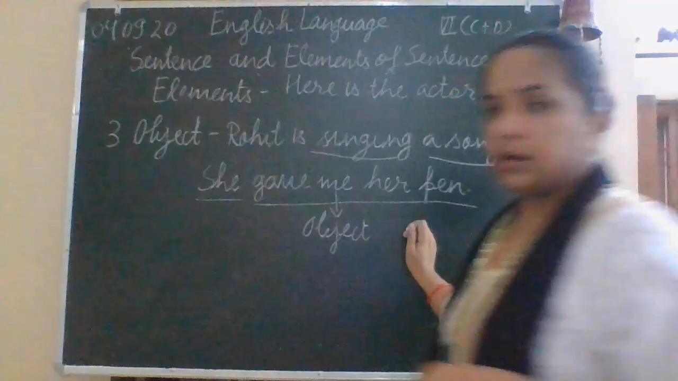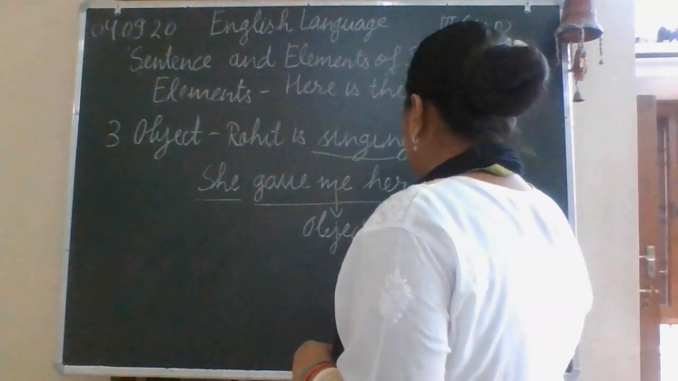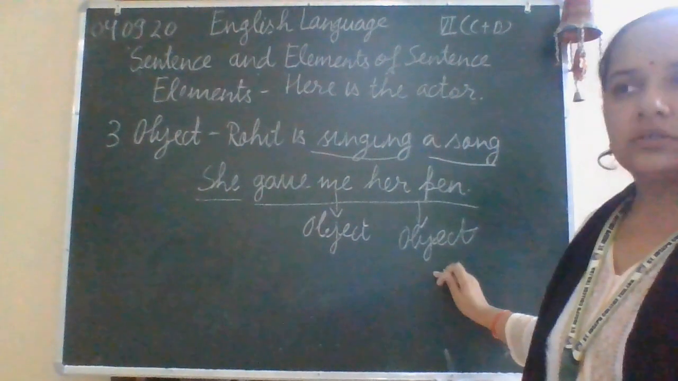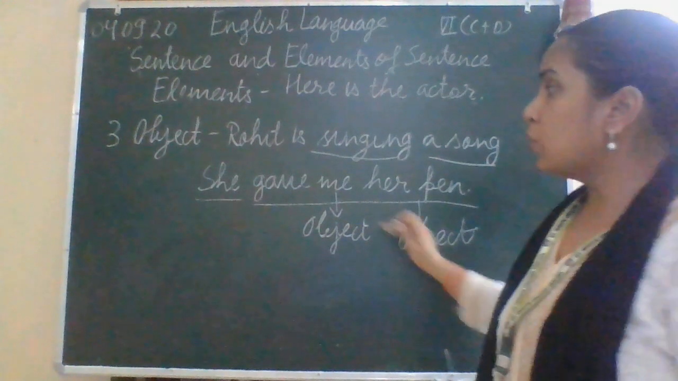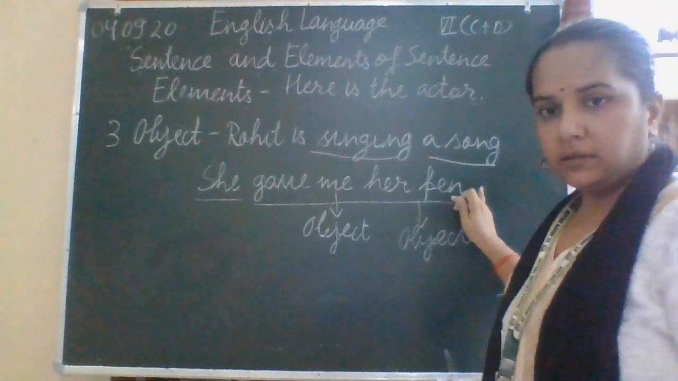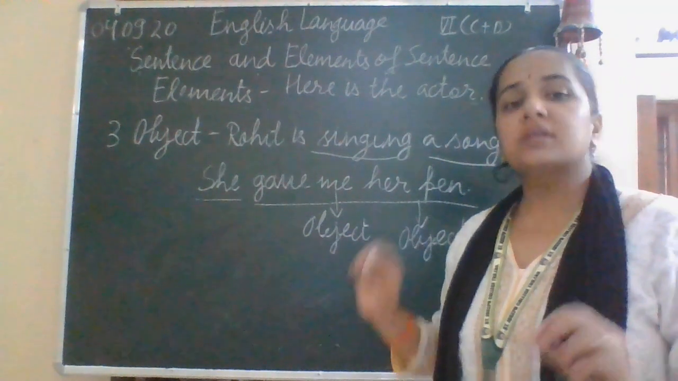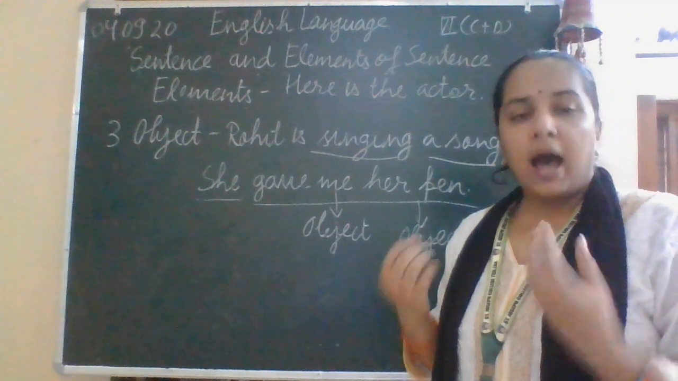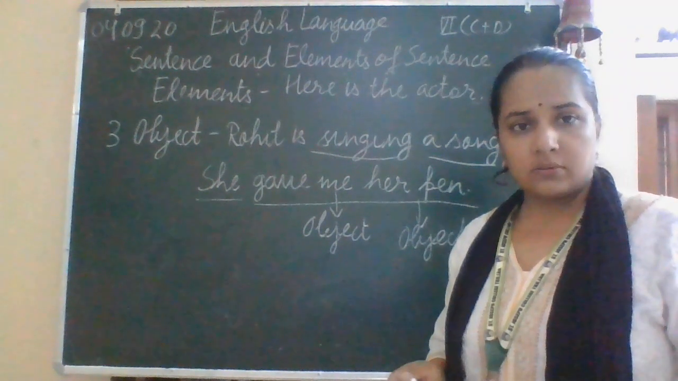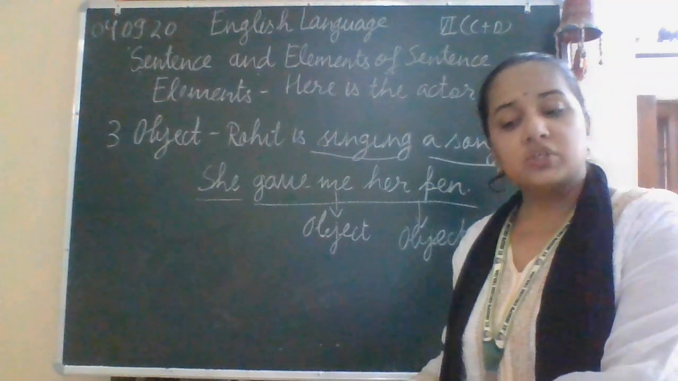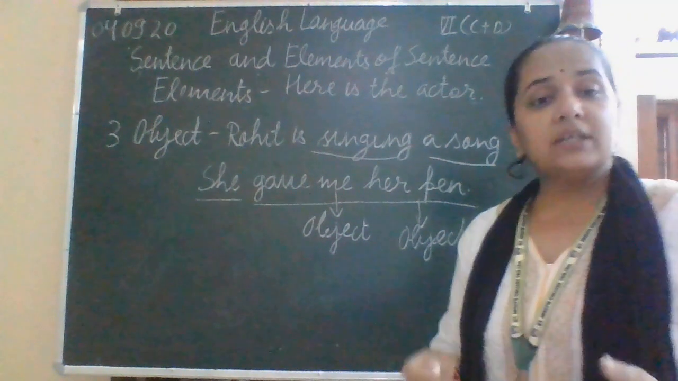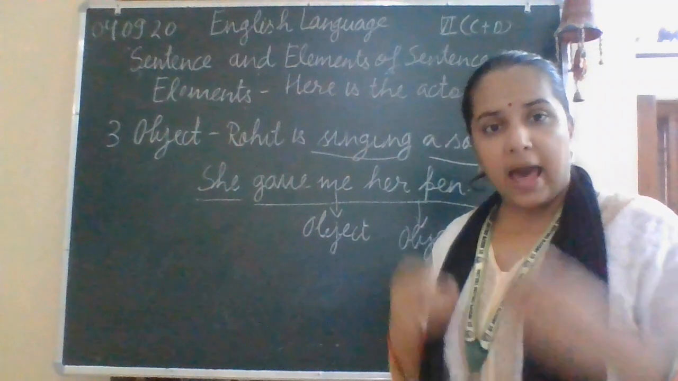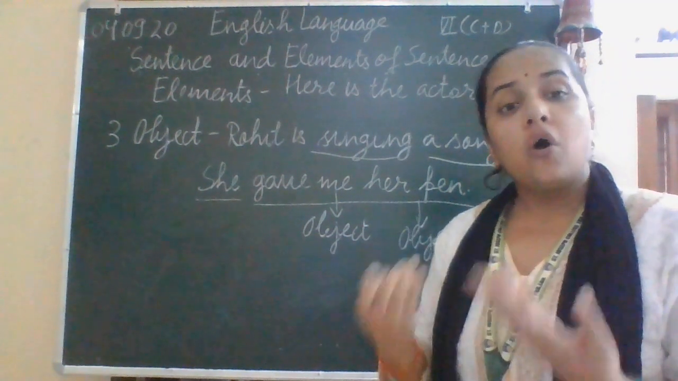And there is one more thing. What is given? The pen is given. So the pen is also the object here. Both of these things, me and the pen, are the objects in this sentence. For example, I have a bunch of flowers. So a bunch of flowers is the object of the sentence. He is riding on his bike. So bike is the object of the sentence. The action is taking place for the object, for the bike.